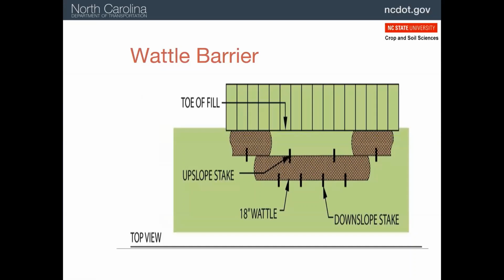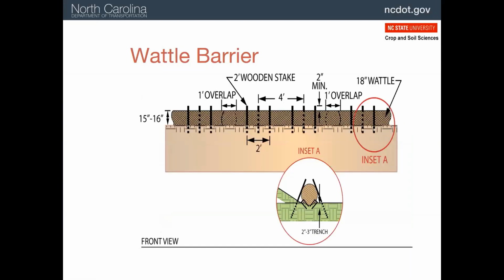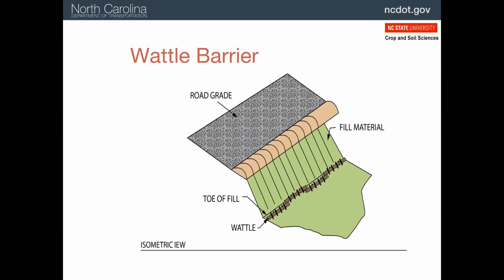Again, they also have to be stapled in, as we saw from the diagram before, to make sure water cannot get underneath them. That's how these devices will fail, if water gets underneath them. And here's an example at the toe of a slope where the coir wattles have been installed.